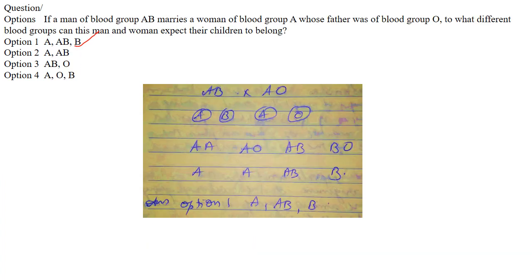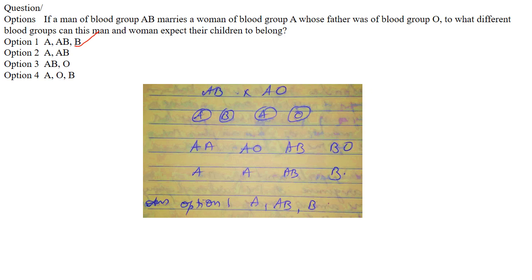Then, if a man of blood group AB marries a woman of blood group A whose father was of blood group O, to what different blood groups can this man and woman expect their children to belong? Now, this was a regular question not only for the DBT exam but also for other PhD exams I have observed. You can refer to my channel for various question papers. I have seen this question being asked.